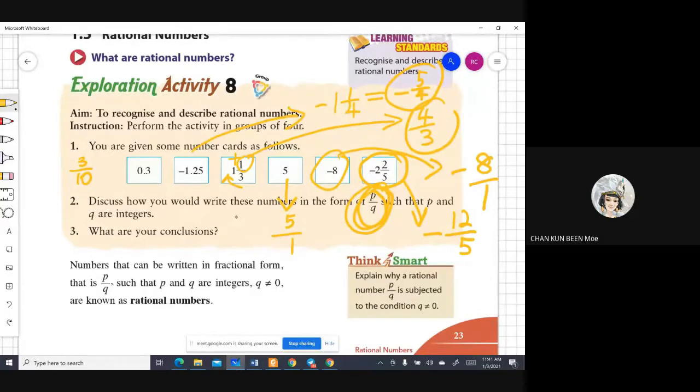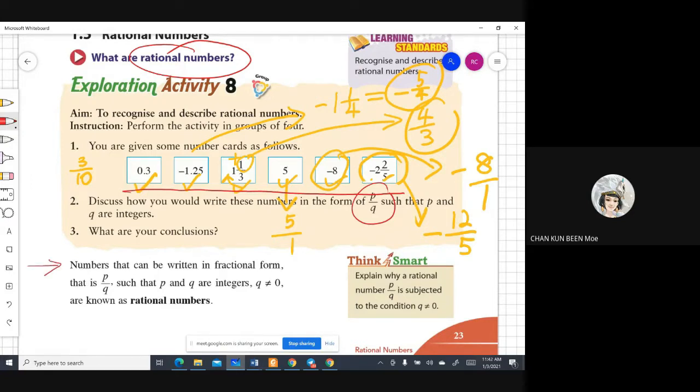All the numbers over here, from 0.3, negative 1.25 to the last one, we can change into the form of P over Q, right? So as long as you can change the number into a fraction, that means these are all rational numbers. Look at the description given here: numbers that can be written in fractional form, that is P over Q, such that P and Q are integers. Integers means it can be negative, it can be positive. And with the condition that Q is not 0, they are known as rational numbers. So all of these are rational numbers.